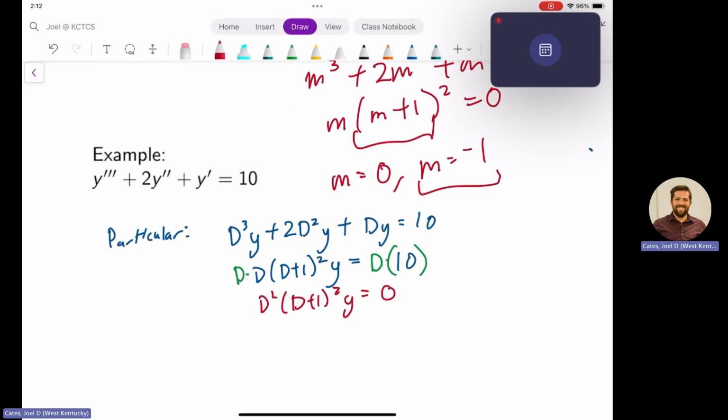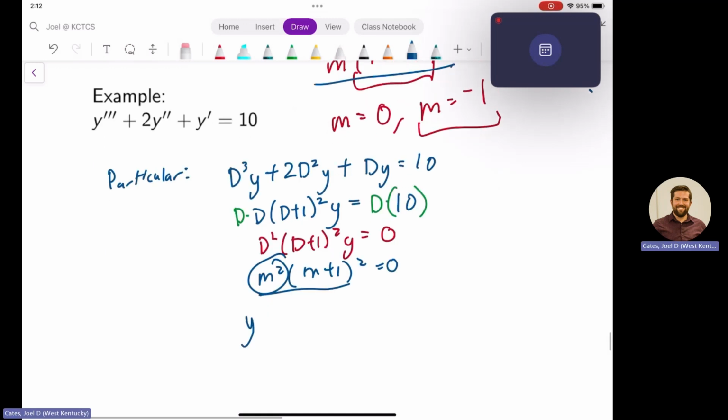Translating this into an auxiliary, we end up with something that looks like m squared times m plus 1 squared is equal to 0. The only difference between this and what we had up here is now that m is repeated. So what does that mean? Well, for our particular solution, the only difference is we have a c sub 4 x e to the 0x, or just c sub 4 x. That is our particular solution.